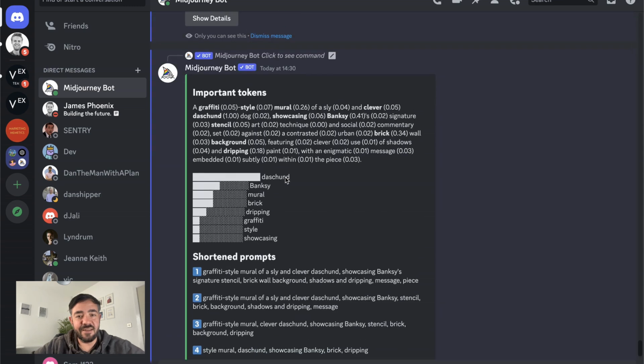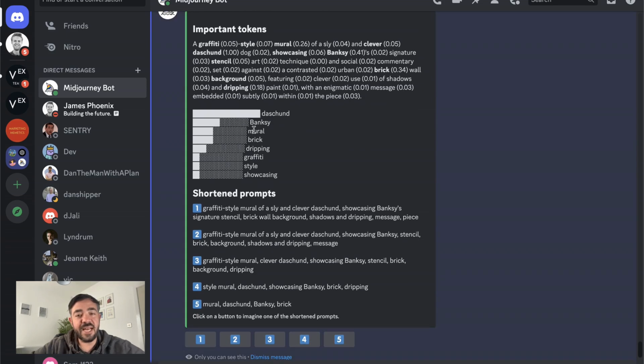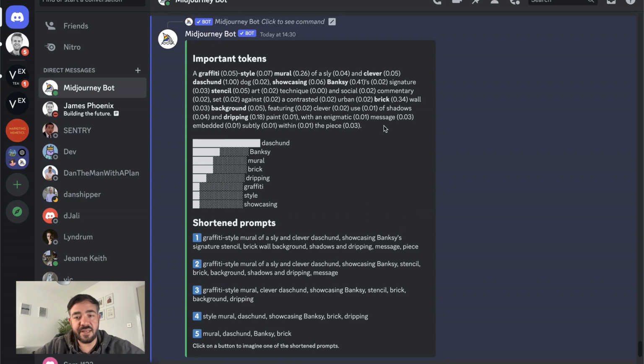And this is really exciting because it gives you the numbers, right? It actually gives you the numbers. You can see there's a little chart here. The dash end is very important, Banksy and the mural, but then showcasing is not as important. So that's how it makes these decisions. And you can look and say, I thought the word subtly, for example, would be important, but it's 0.01 in terms of attention paid to that token. So yeah, really not worth it.